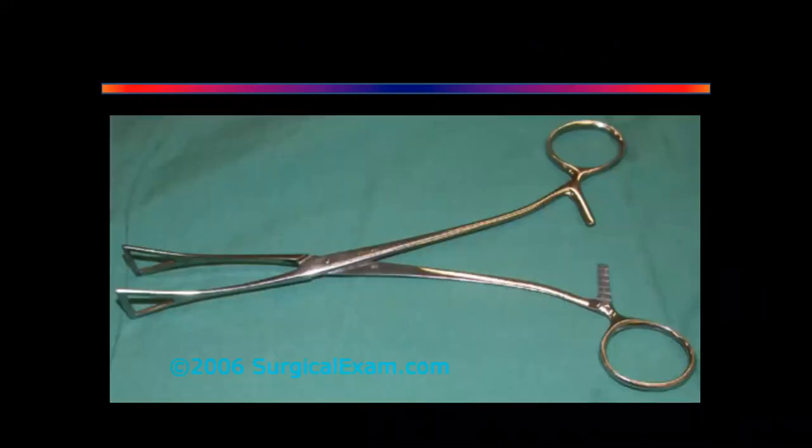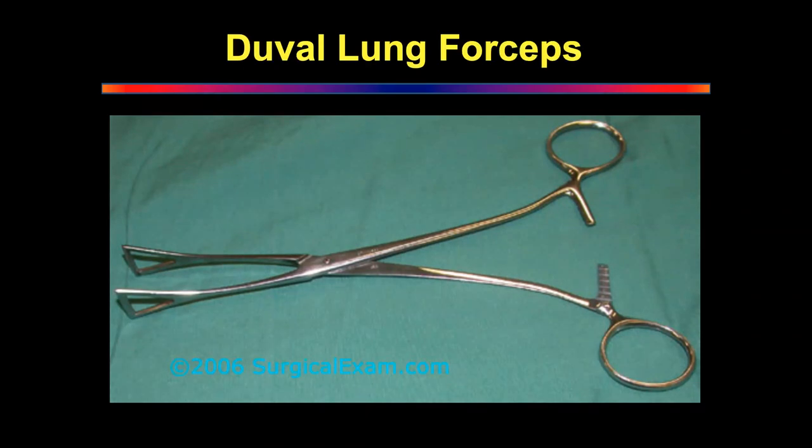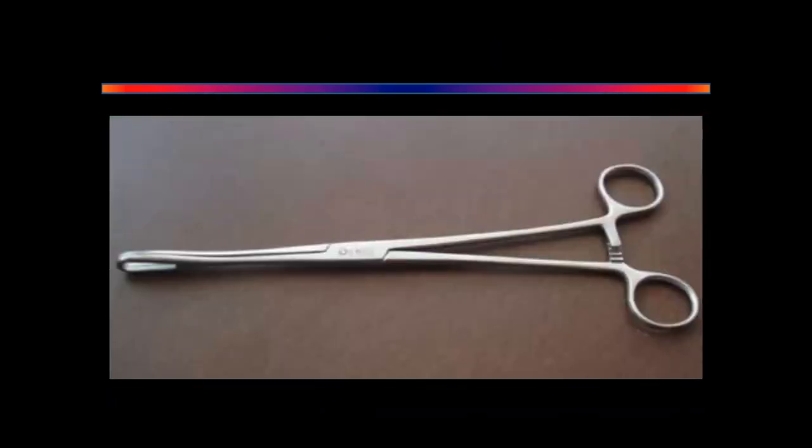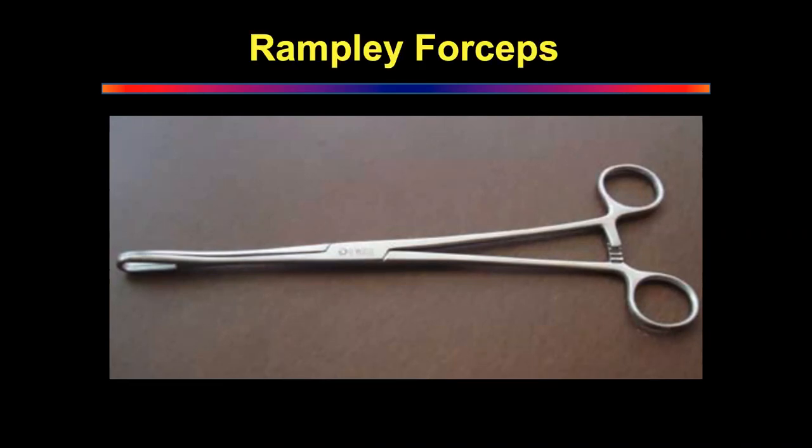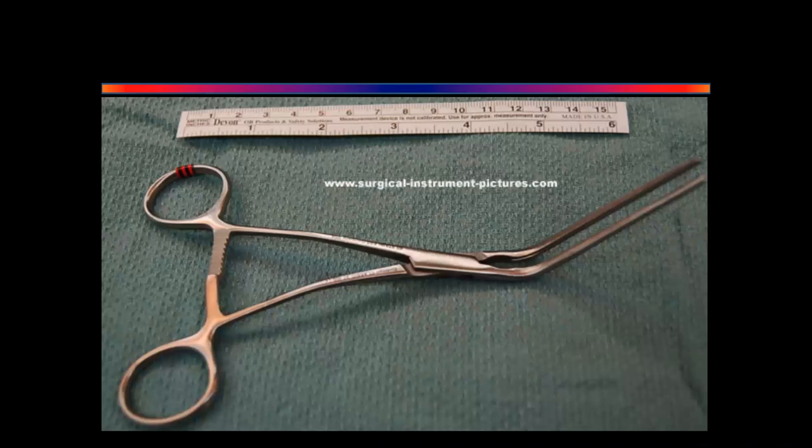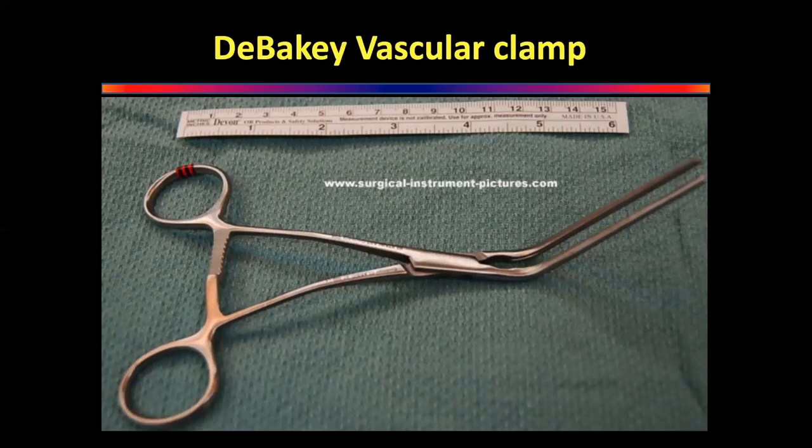This is Sauerbruch's rib shear. What is this? Allison's lung retractor. What is this? Duval's lung forceps. What is this? Rampley's forceps. What is this? DeBakey's vascular clamp.